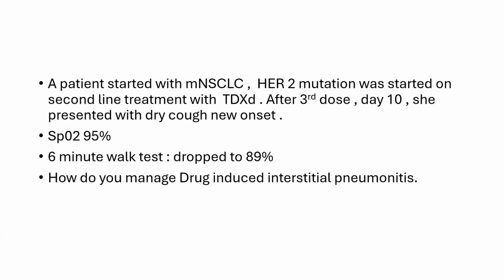So before that, we need to investigate also, no? Yes, ma'am. So we will do an HRCT. The 6-minute walk test already showed that the saturation is dropping to 89%. So how do you manage? So basically, initially you investigate and you also rule out the infective causes, and then you start. When you don't find any other cause, if it is very severe, then you can straight away start with steroids also, if you're very sure that it is a drug-induced pneumonitis.